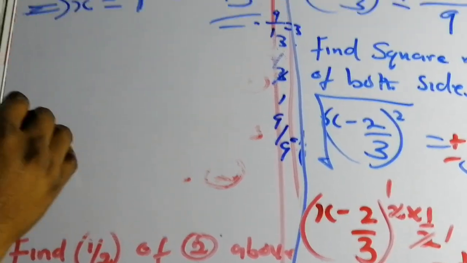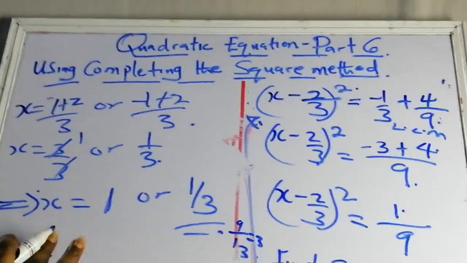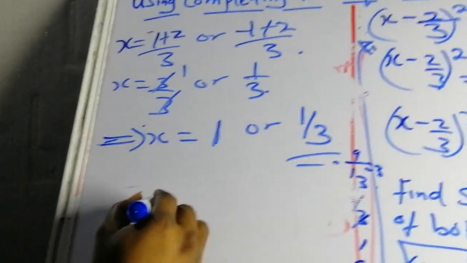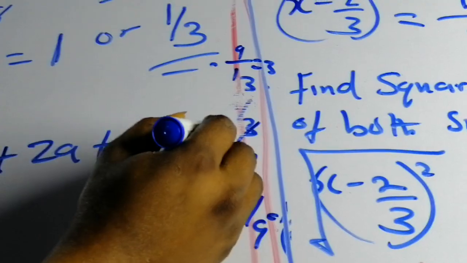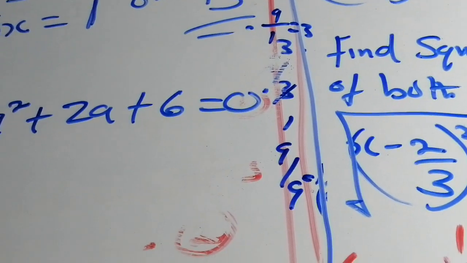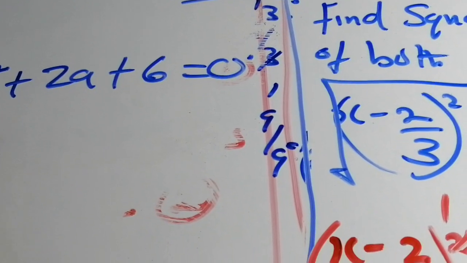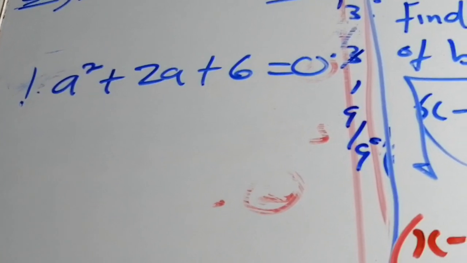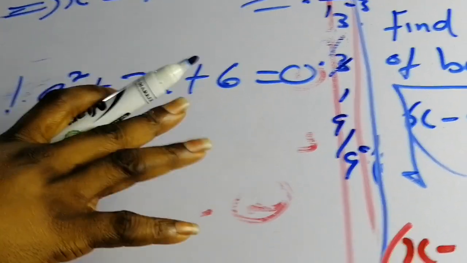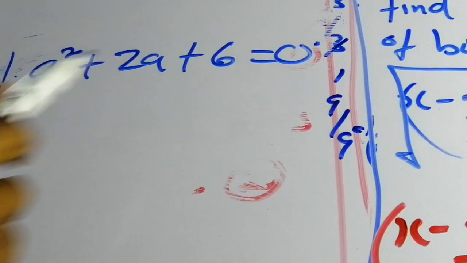Okay? If your question is saying, let's say, don't let us use x now, let's use a square plus 2a plus 6 equals 0. Very important. What is the value beside this a square? 1. Yeah, you can continue. All you just need to do is divide through by the value beside this. Anything divided by 1 is what?